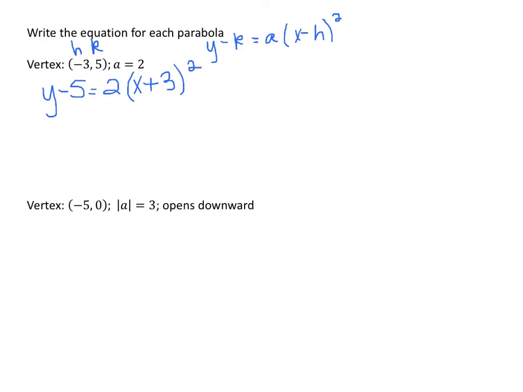Here we're given the vertex, and we're told the absolute value of a is 3, but it opens downward. Downward means that a really is -3. So we have y minus 0, we can just write that as y, is equal to -3 times x minus a negative 5.